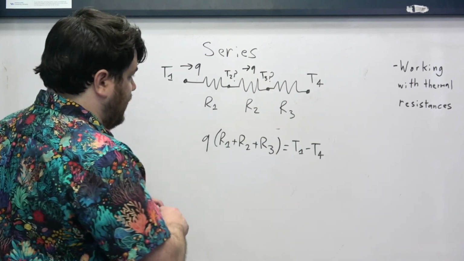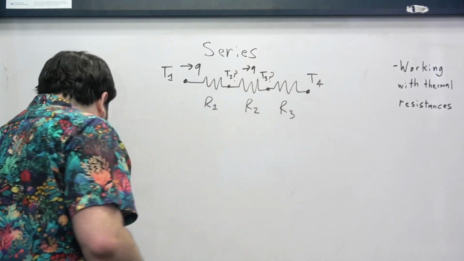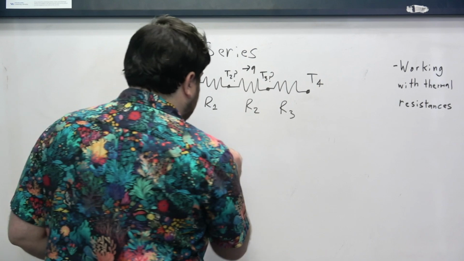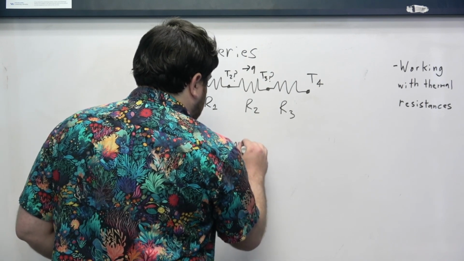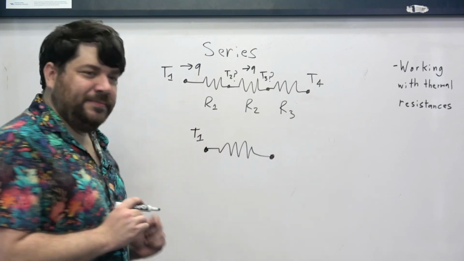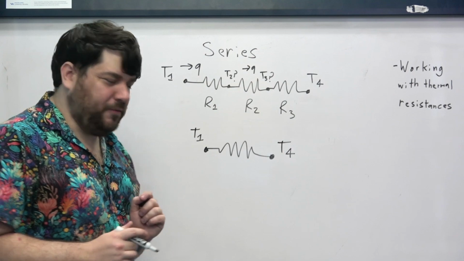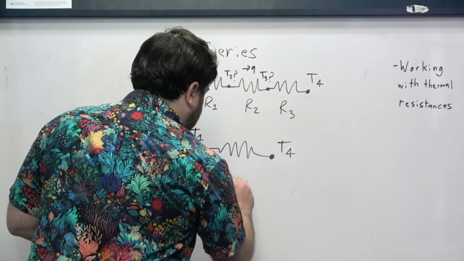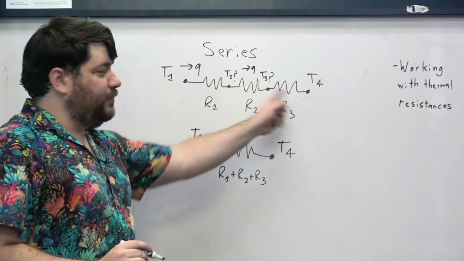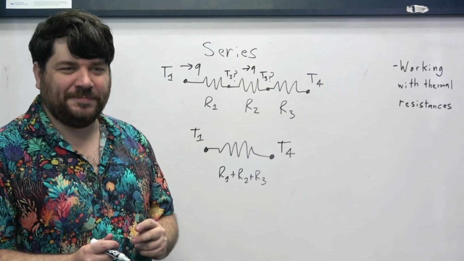And so from a pictorial perspective, what we have done is we've condensed the thermal circuit into an equivalent thermal circuit that consists of a single resistance, where one side of it is at temperature T1, one side of it is at temperature T4, and the thermal resistance of the actual thing is the sum of the thermal resistances that make up this composite equivalent thermal resistance.